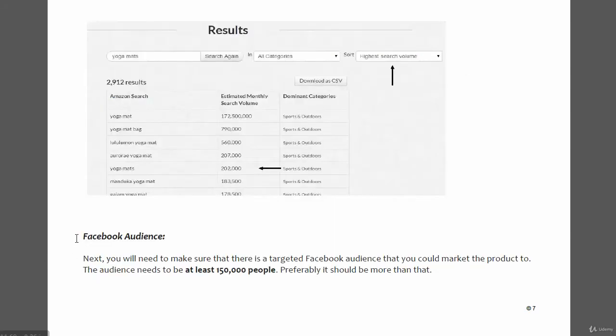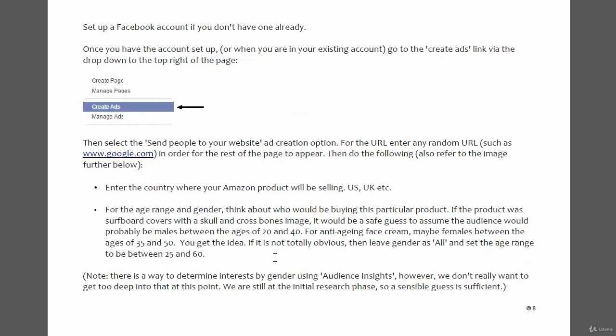Next, we'll have to look at Facebook audience. Now we need to make sure, once we're reviewing all the research and all the data, that the audience that you can market to on Facebook needs to be at least 150,000 people, but preferably it should be a lot more than that, because 150,000 people is not a particularly big market. It's okay, but the more the better in most cases.